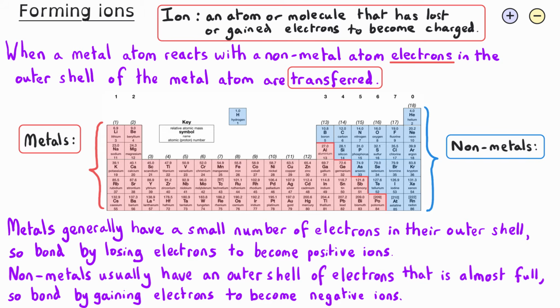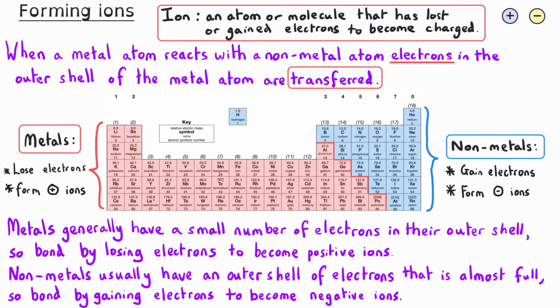You can predict what type of ion an element will form based on its position in the periodic table. For instance, the metals, which are shown here in red, will typically lose their electrons and become positive ions. And non-metals, which are shown here in blue, will gain electrons and become negative ions.